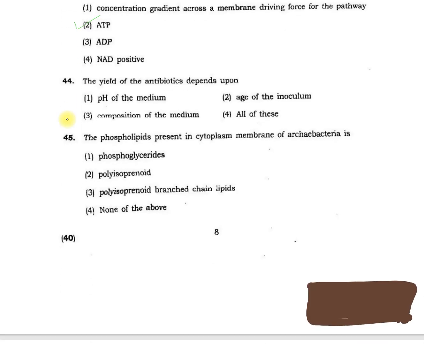Question number 44. The yield of the antibiotics depends upon 1, pH of the medium, 2, age of the inoculum, 3, composition of the medium, 4, all of these. The correct option is option 4, all of these.